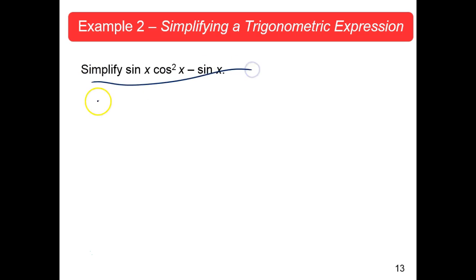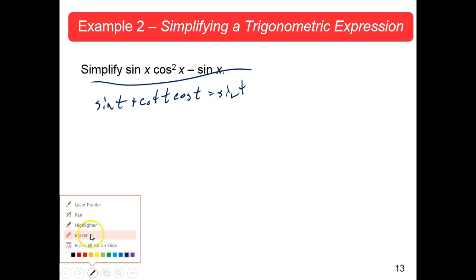Sine t plus cotangent t times cosine t is equal to... They're doing the problem for you, so I don't want them to do it. I want us to do it.